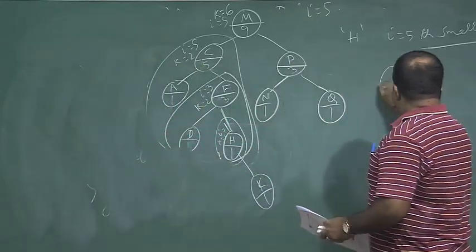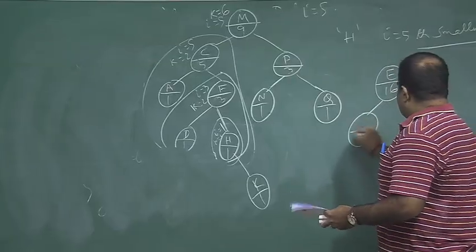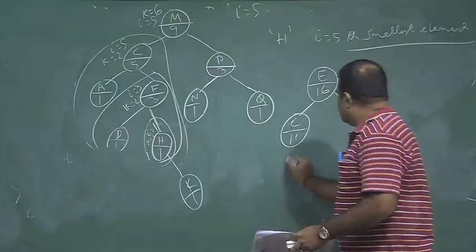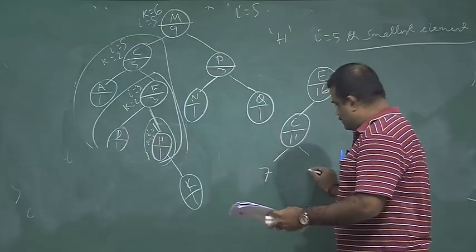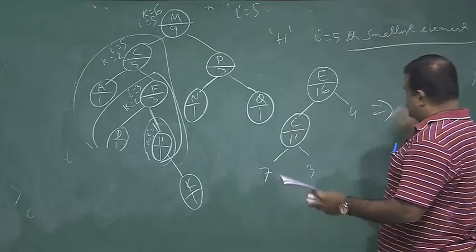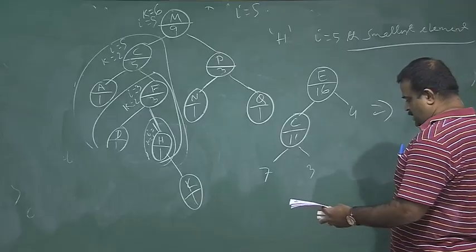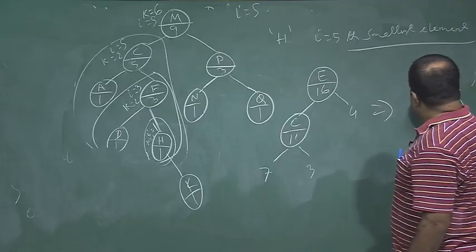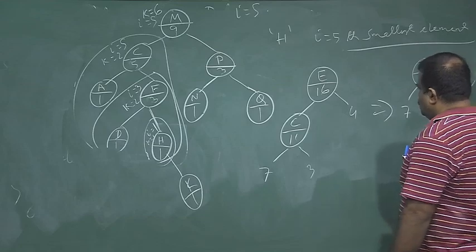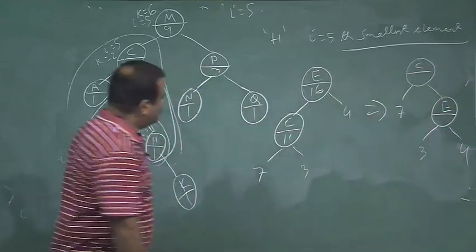So, suppose this is the situation: we have E and we have a 16 over here, and we have C, we have 11 over here. Now, we say this is the size. Now, if we perform the right operation on C, C will come up and E will come down. Now, C will have 7 and E will have 3 4, because this is alpha, this is beta, 3 4. Now, how to change these values?